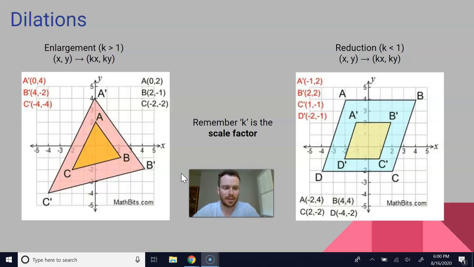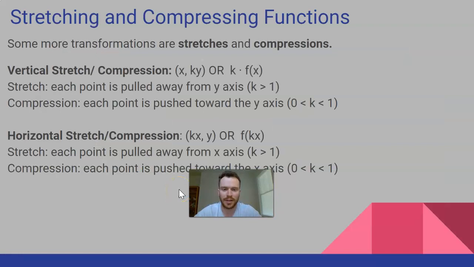Now on the right side, we see a rhombus ABCD. It's actually shrinking because the scale factor is less than 1. In fact, in this case, the scale factor is 1/2. So stretches and compressions of functions are going to work similarly to dilations. Pause to write down these notes, and then we'll move forward and make sense of them.